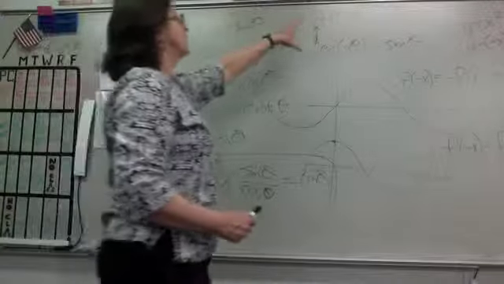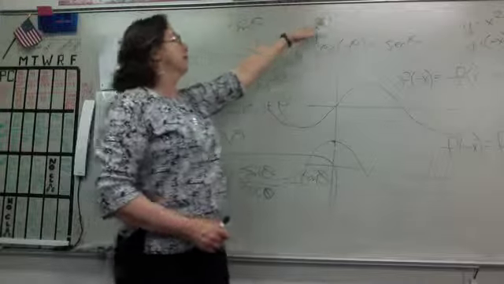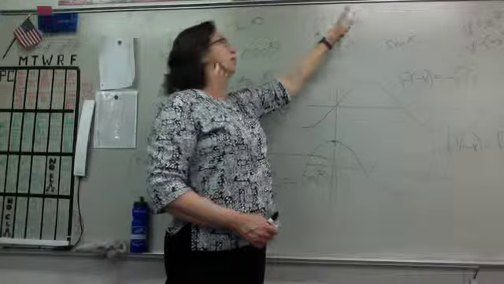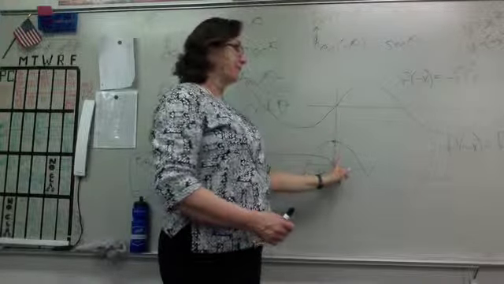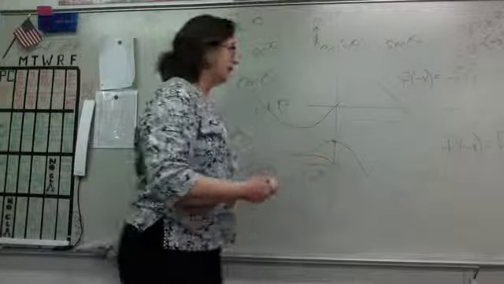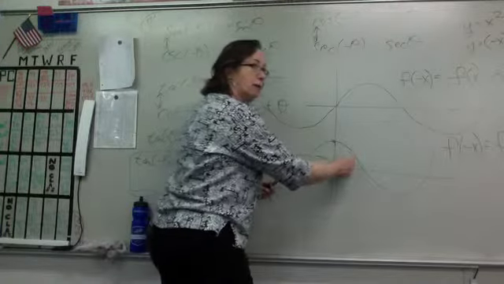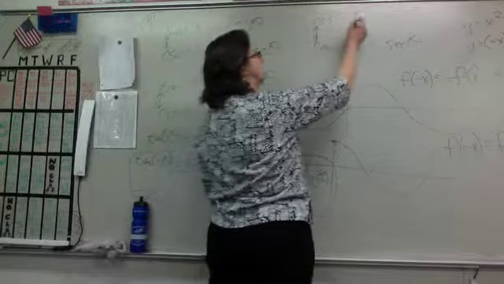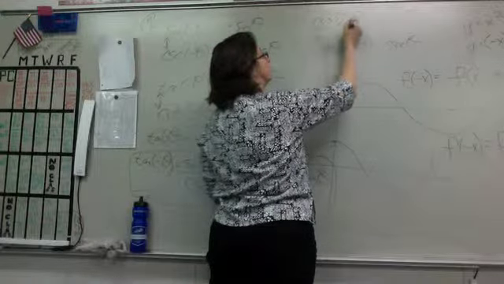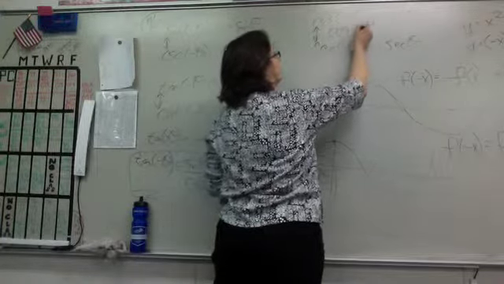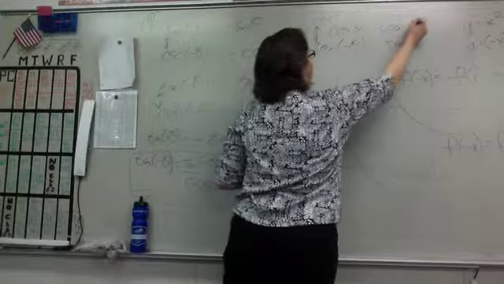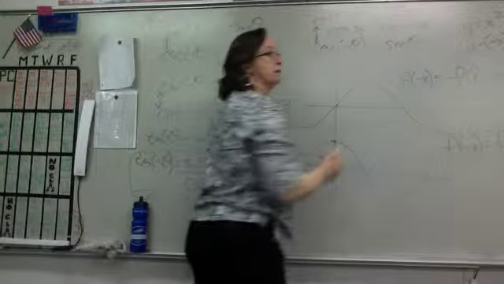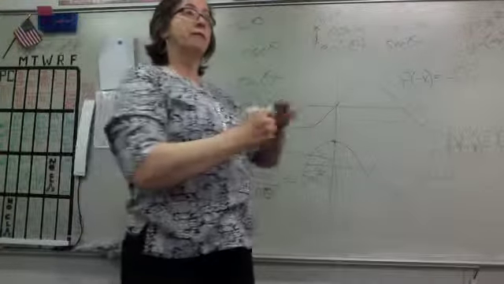What about the cosine of negative theta? How do you prove that? These are kind of like your identities here. If you're looking at the graph of the cosine of negative theta, suppose you plug in a cosine of 30 and a cosine of negative 30, what's going to happen? What is cosine of 30?